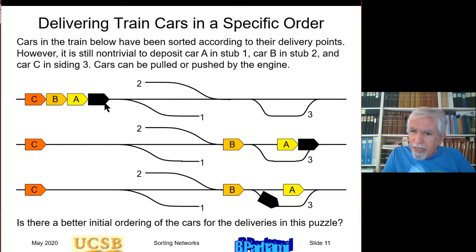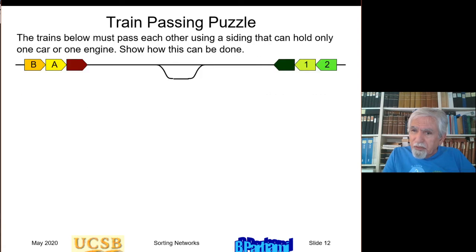Okay, perhaps we could put therefore A in front of the train and B at the end of the train, so that B can be pushed there and C can be taken. So that's why ordering the cars of the train may be important to make the deliveries more efficient.